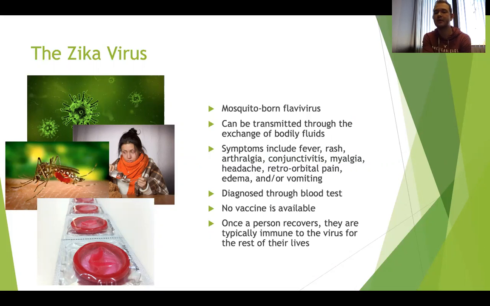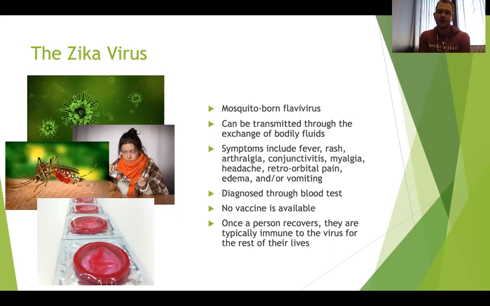These terms might be new to some of you, so I'll just go over them quickly. Arthralgia is joint pain. Conjunctivitis, just a fancy word for pink eye. Myalgia is muscle pain. Retroorbital pain is pain in the back of the eye. And edema is the fluid buildup in tissue or body cavities.